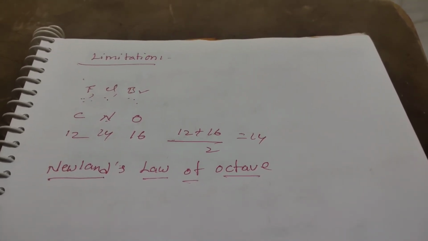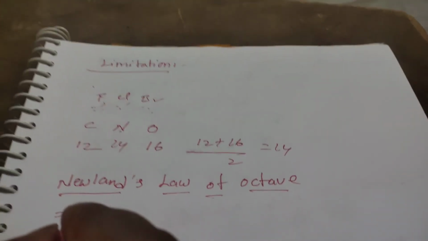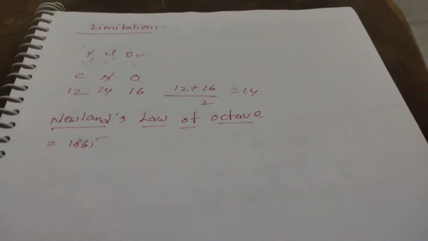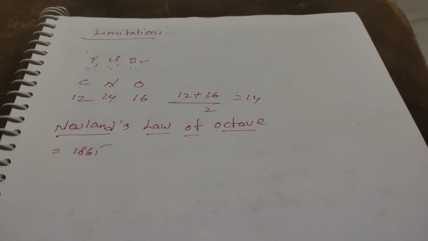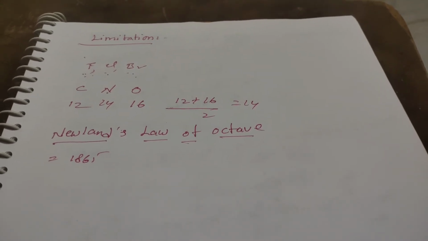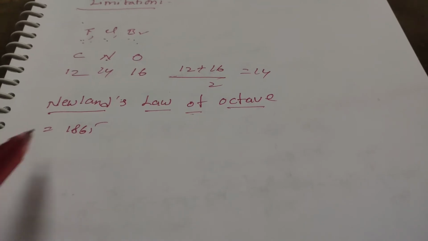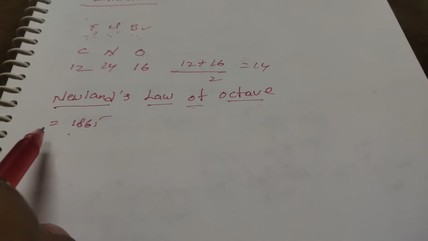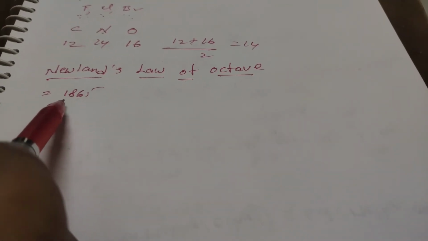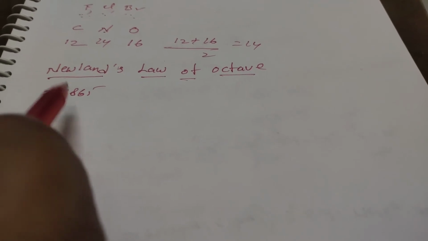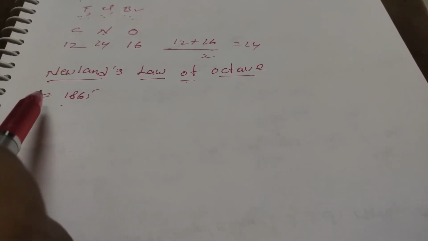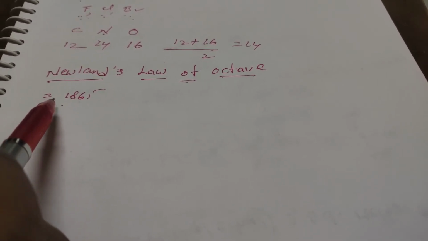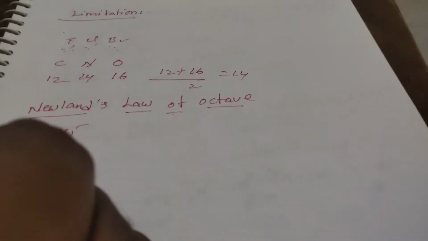And Newlands, in the year 1865, tried to classify the elements. In the era of 1865, he tried to give a classification of elements, and that is popular as Newlands' law of octaves. Here Newlands also arranged the elements in increasing order of their atomic weight.